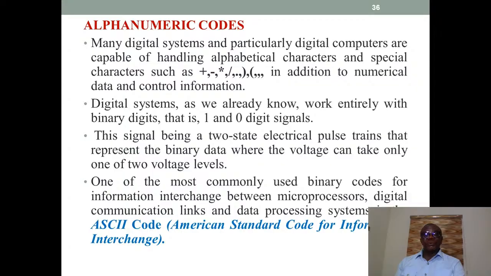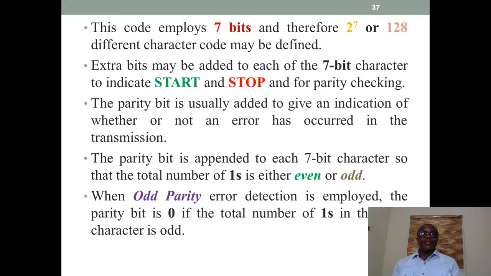One of the most commonly used binary codes for information interchange between microprocessors, digital communication links, and data processing systems is the ASCII code. ASCII stands for American Standard Code for Information Interchange. This code employs 7 bits and therefore can only do 2 raised to power 7, or 128 different character codes.